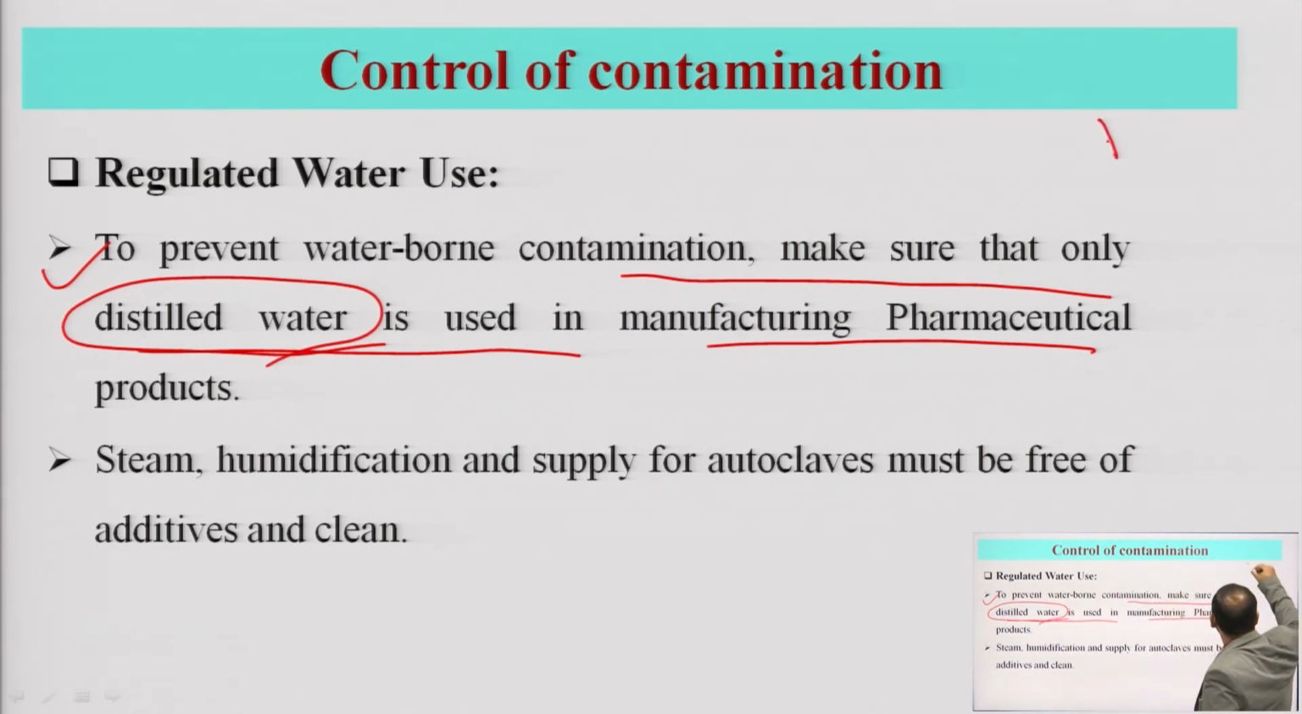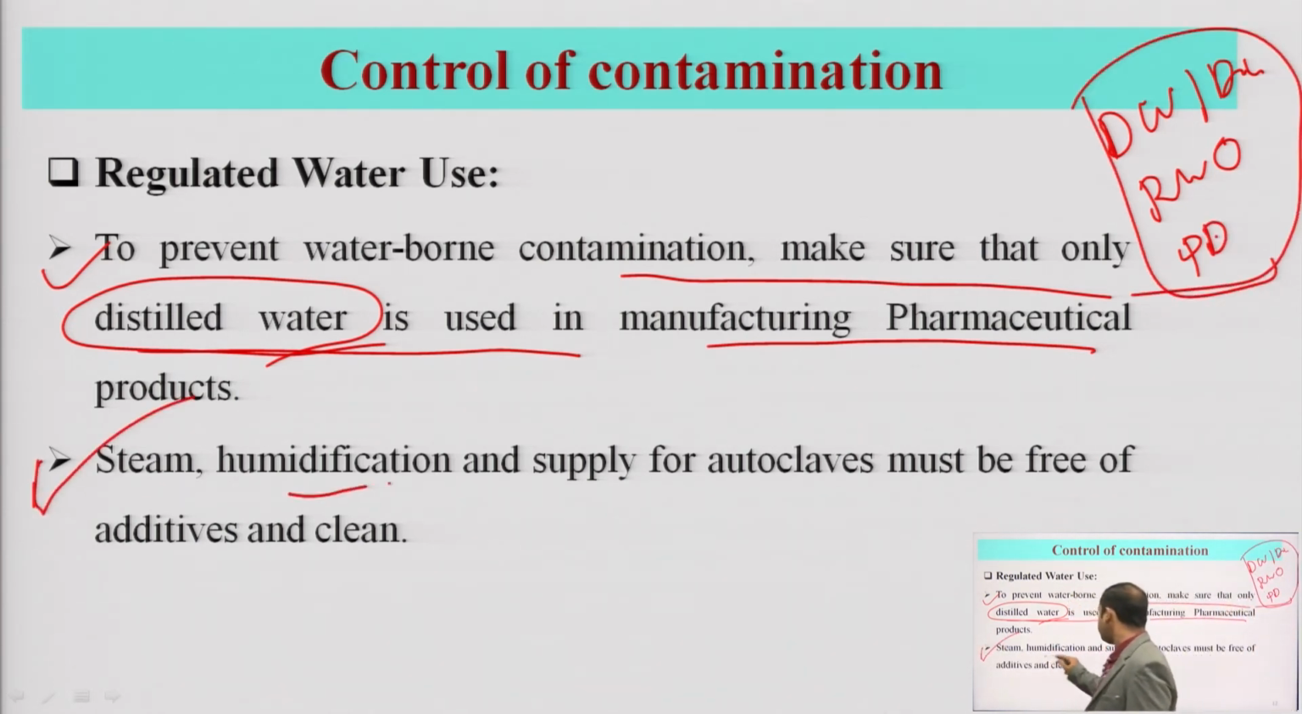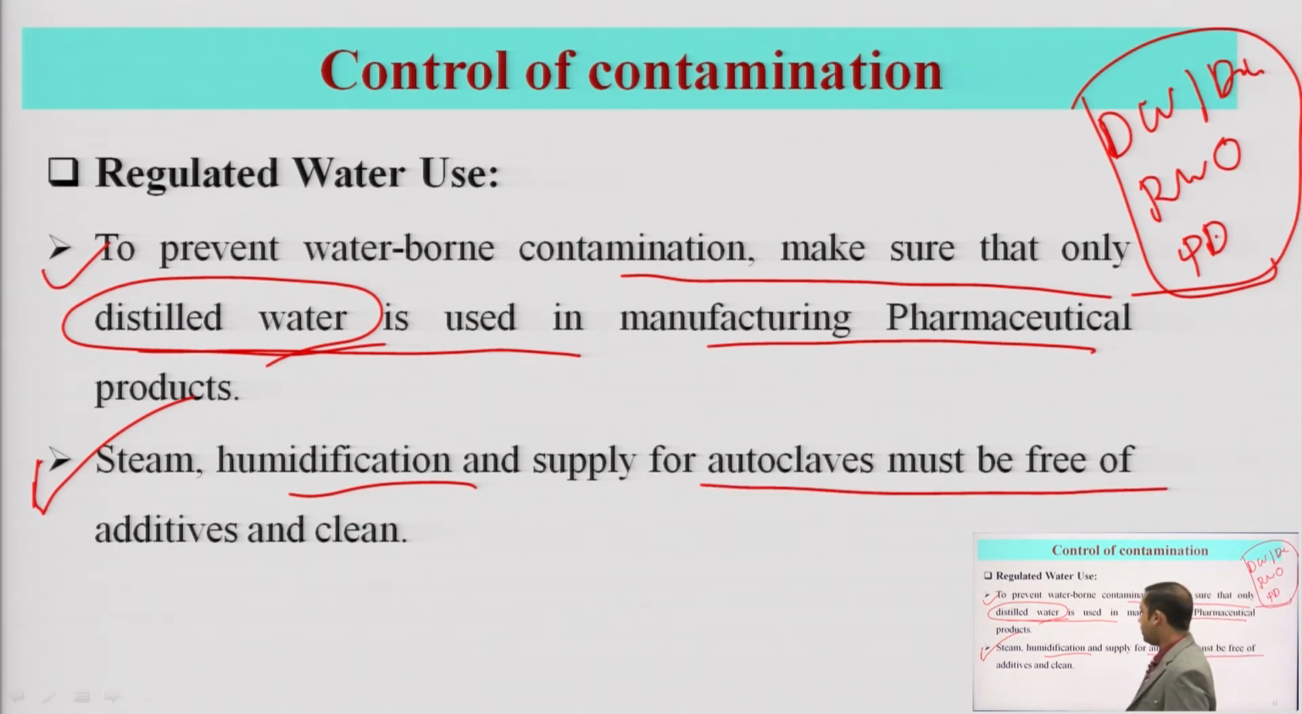There are various types of water used in our pharmaceutical world. One is called distilled water, then demineralized water, then raw water, then what we call RO, and another is called PO. There are various kinds of water being used. Steam, humidification, and supply for the autoclave must be free from additives and clean.